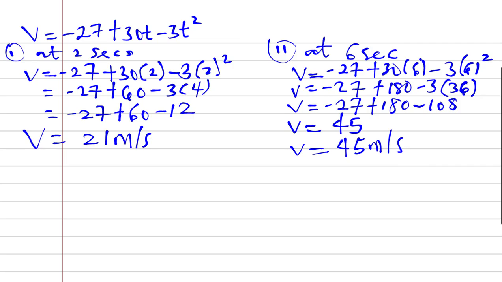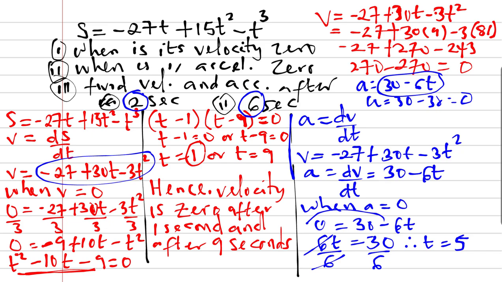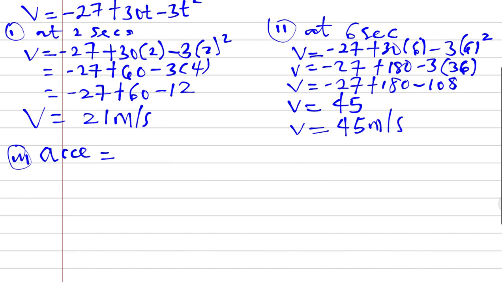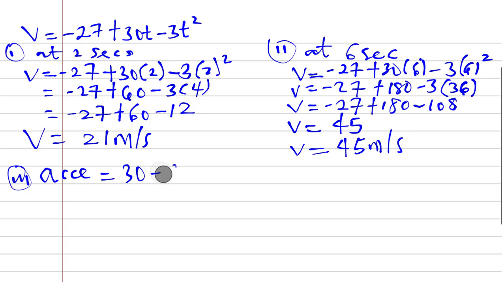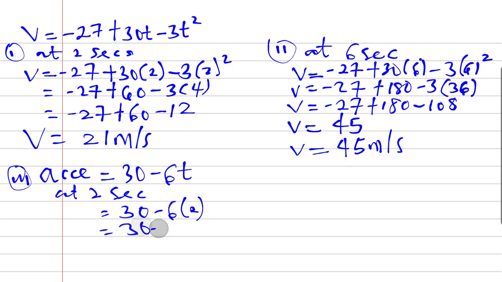All right. So acceleration, this third question, we want to find the acceleration. We've gotten acceleration also. Our acceleration is 30 minus 6t. So the first one at 2 seconds means our acceleration will be 30 minus 6 into 2, and that's 30 minus 12. And that means we have 18 meter per second square.